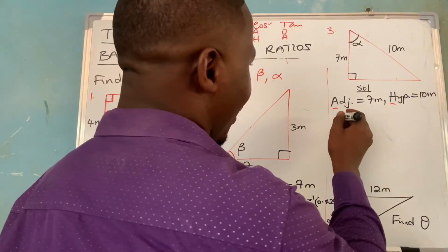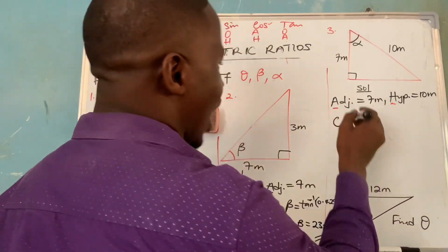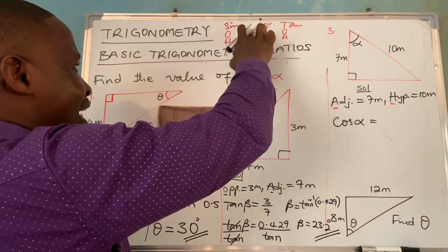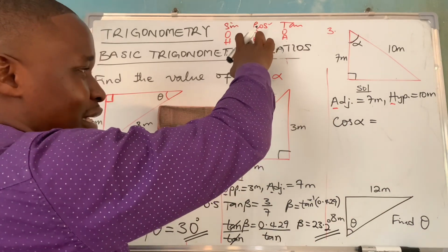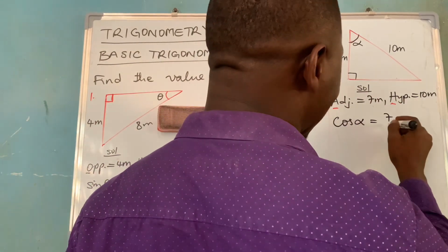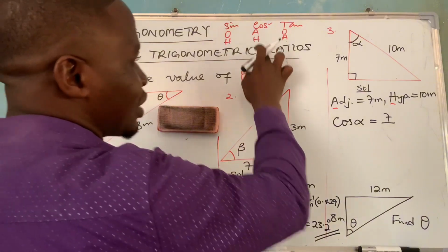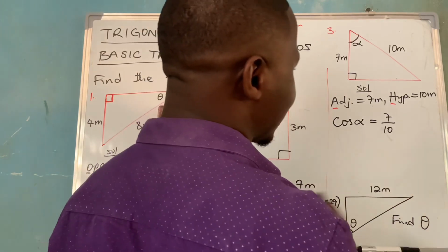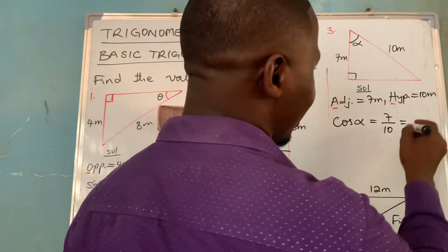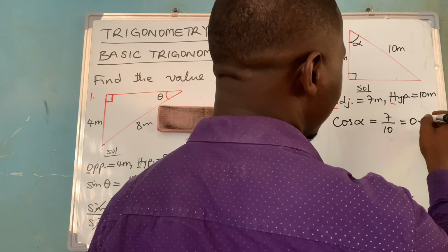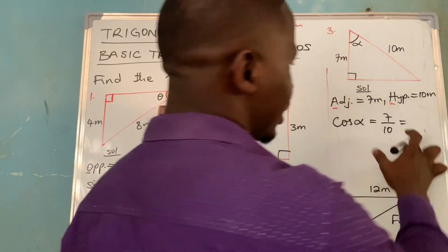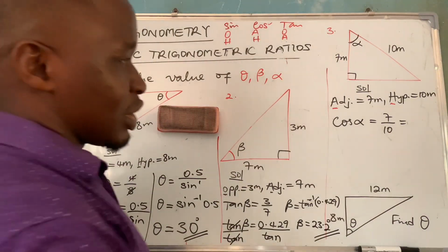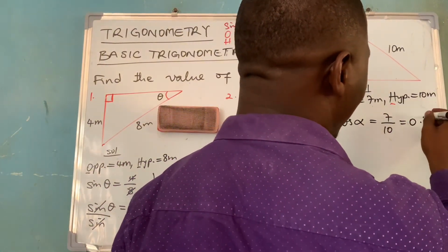Alright, so we say cosine of the angle, here alpha, is equal to the adjacent side over the hypotenuse side. The adjacent side is 7 meters and the hypotenuse side is 10 meters. So we say 7 divided by 10, we have 0.7.